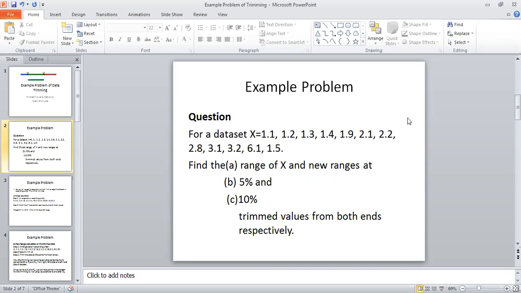And likewise, for 10% trimming, we have to do the similar operation. We have to cut off 10% from the right hand side and 10% from the left hand side. And the remaining that would be in between the two would be the required range for the new data set. That is what we have to find out.